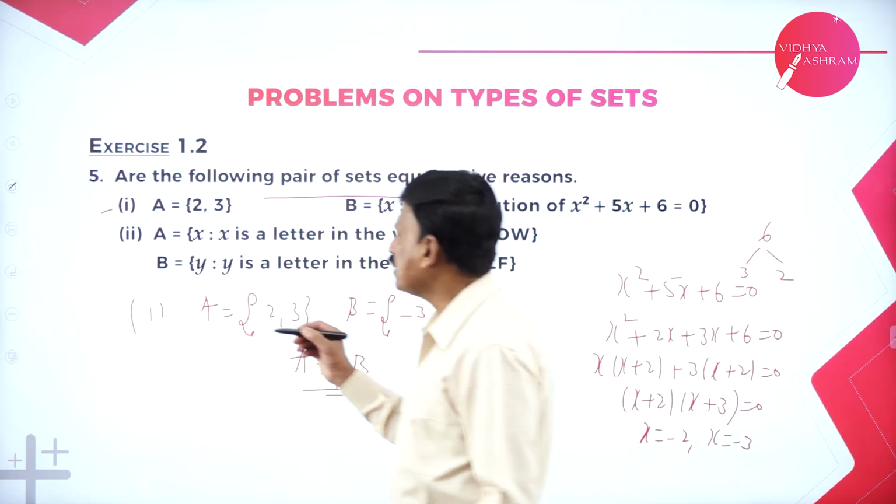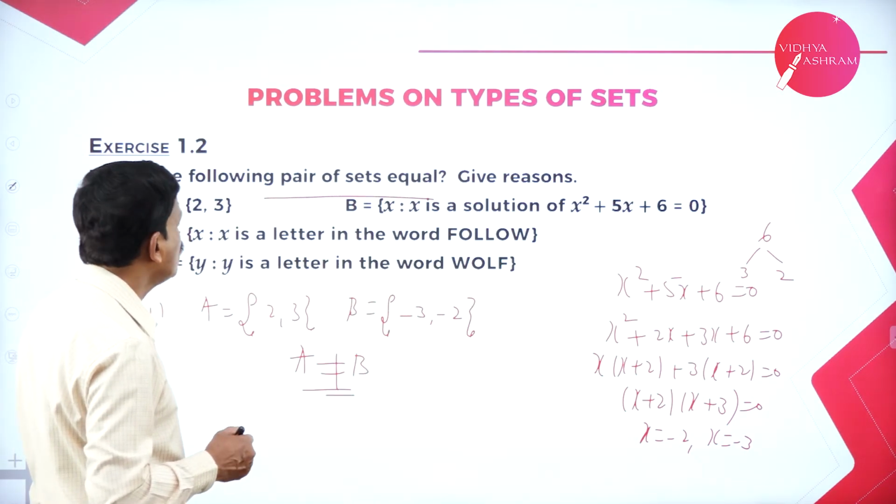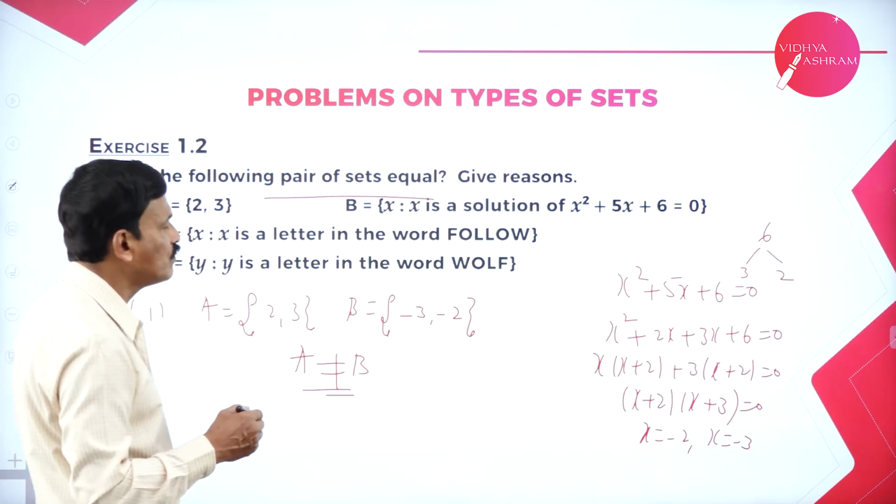Now, let us come to the second problem. A is the set of x such that x is a letter in the word follow, and B is the set of y such that y is a letter in the word wolf.